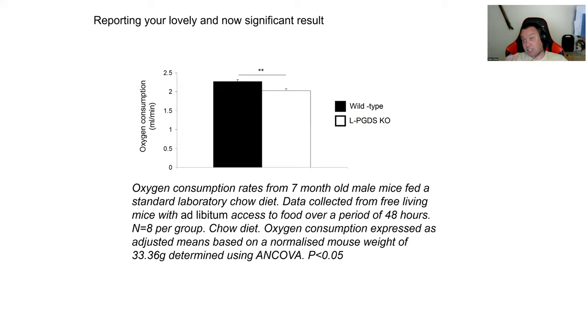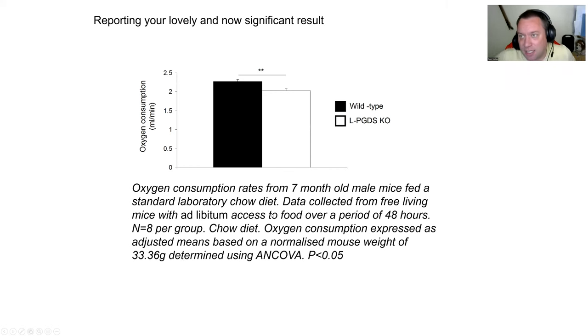And then potentially next to it, if you want to show the ANCOVA corrected energy expenditure, you can show the bar chart, but without the scatter points. So in this case, we're just showing oxygen consumption from 7-month-old male mice fed standard laboratory chow diet, data collected from free living mice with ad libitum access to food over the period of 48 hours, n equals 8 per group. Oxygen consumption expressed as adjusted means based on normalized mouse weight of 33.36 grams determined using ANCOVA.